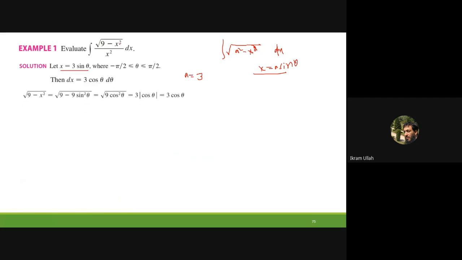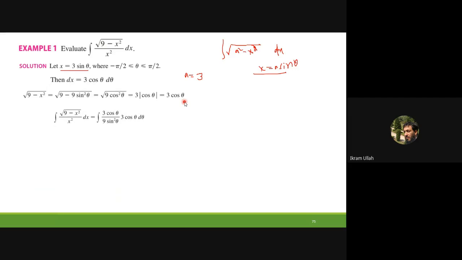Now using this one, x is equal to 3 sin theta, so 9 minus x square is equal to 9 minus 9, replace x with 3 sin theta. So this is equal to, take 9 common, so cos square comes, because 1 minus sin square theta is equal to cos square theta. So removing the absolute, the root of 9 is 3, and the root of cos square is cos theta. So this is equal to 3 cos theta.